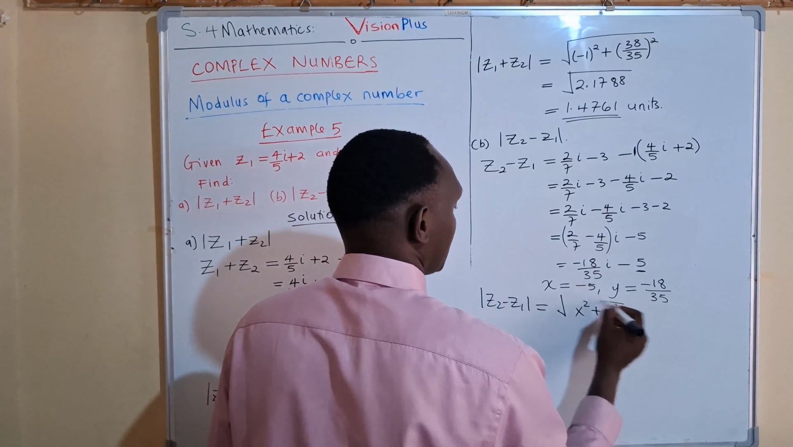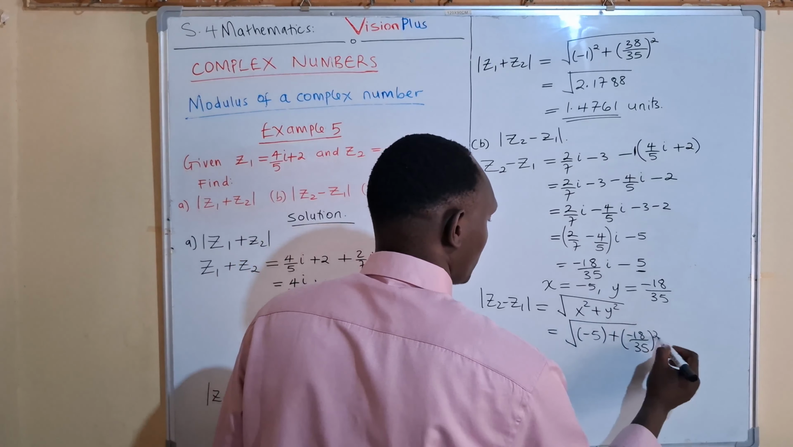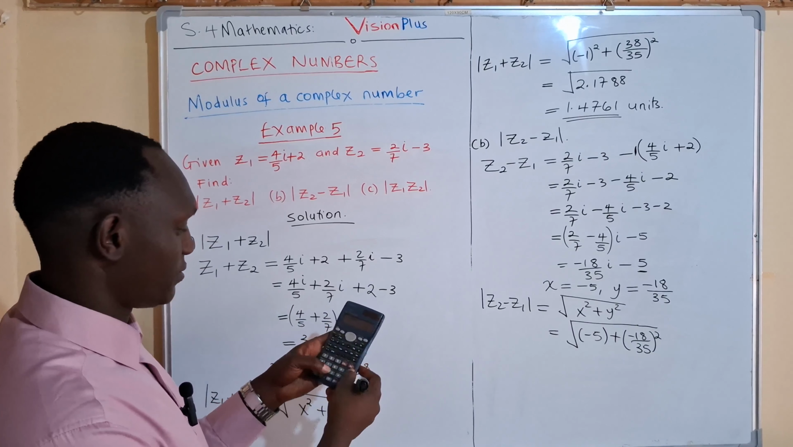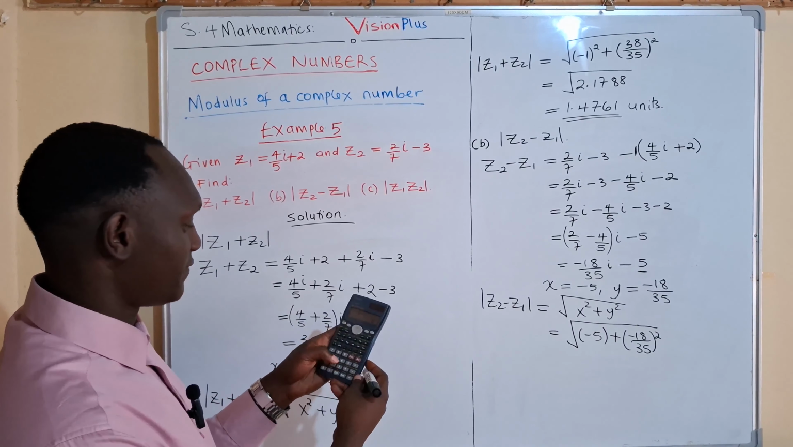This gives us here, what is X? X is negative 5 plus, what is Y? Negative 18 out of 35. Don't forget that we are squaring it. Then you come back again. Remember, this number is going to be positive if you are squaring any number. So you open the bracket, you say negative 18 divided by 35, squared.